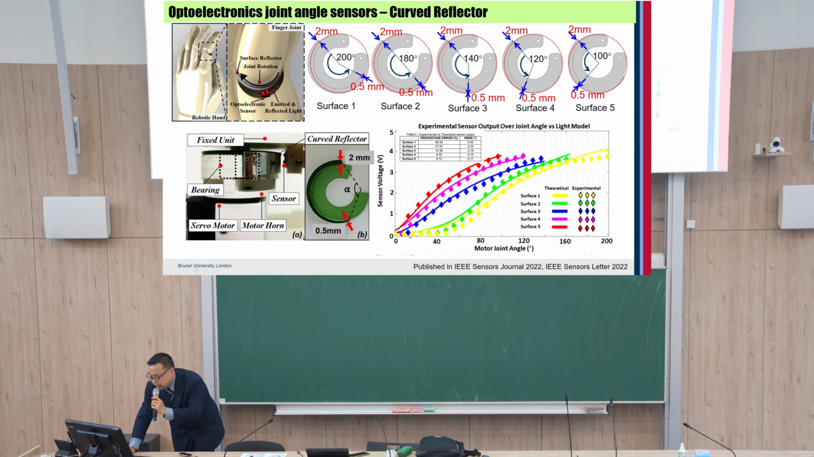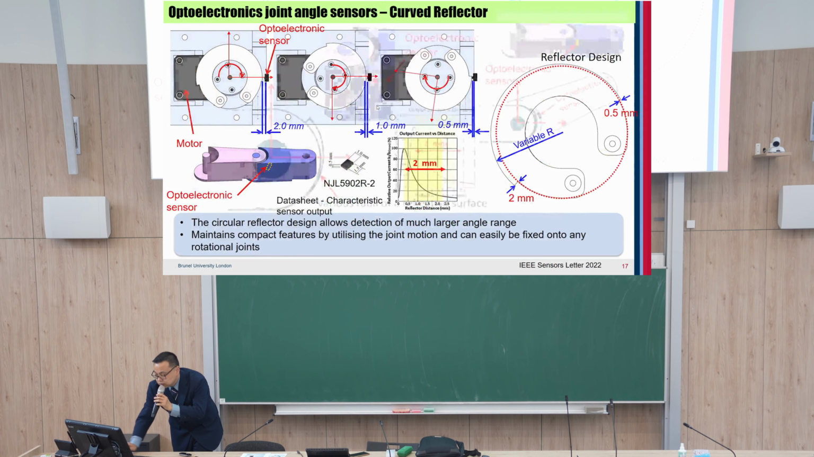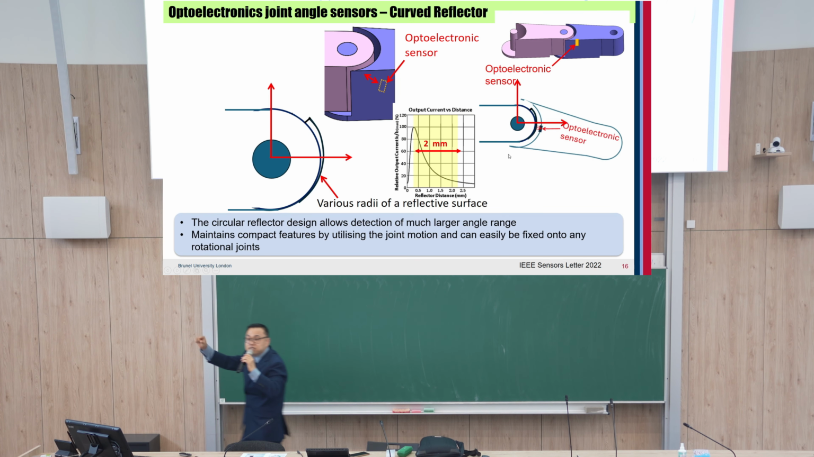here the surface 1 yellow graph, the measurement range is roughly 200. Now the surface 2 case, the green one, the measurement range is around 180, and the blue one is surface 3, and this one is 140. The purple one is surface 4, starting from 0 to 120 degrees, and the radius slowly decreases by 1.5 mm.